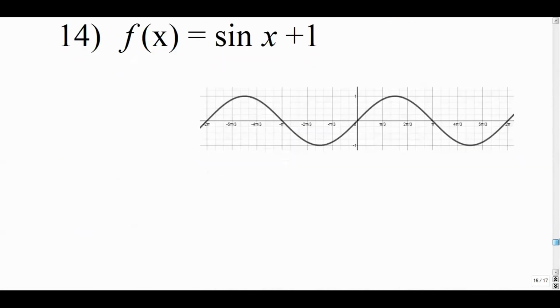Number 14, some trig stuff. All right, sine of x plus 1. All we're going to do is move all of our points up 1. So this right here, move up to here. This will move up to about right here, looks like. All this stuff just moving up 1. This is a translation. Pretty basic stuff. And we just kind of connect the dots. Not a great drawing, but you get the idea.